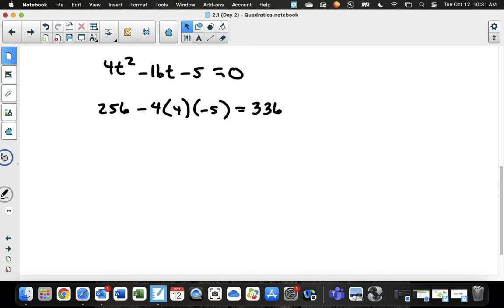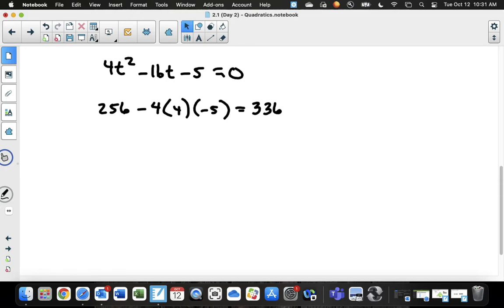Is that a perfect square? If you're not sure, what do you do? Take the square root and see what you get. If it's a whole number, it's a perfect square. If it's a decimal, it's not. What's the answer? That is not a perfect square, which means this is not factorable.